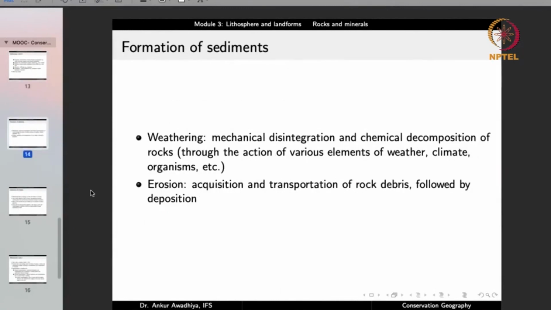Now the formation of these sediments occurs in two ways. We have weathering, which is the mechanical disintegration and chemical decomposition of rocks through the action of various elements of weather, climate, organisms, and so on. And also there is erosion, which is the acquisition and transportation of rock debris followed by its deposition.